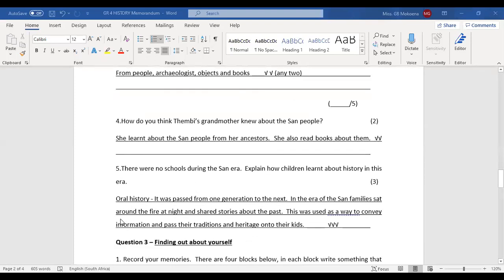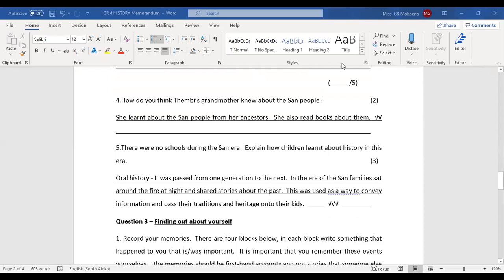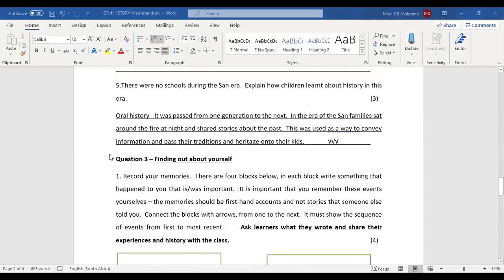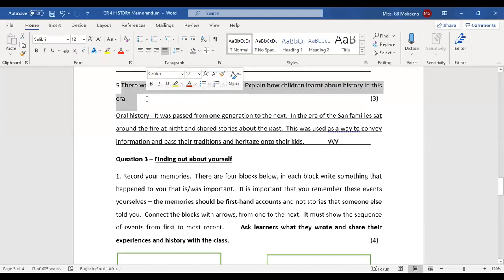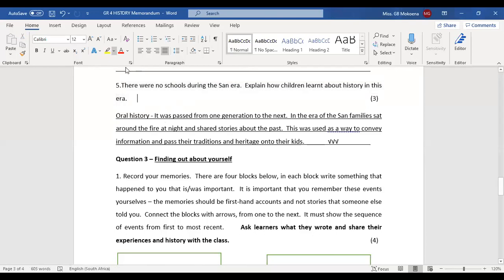Okay, let's get to number 5. Okay, guys, now I want to know how you think. During that time, there were no schools. There were no schools during the San era. So explain how children learned about history in that era. How did those children learn about history during the time? Bandile.